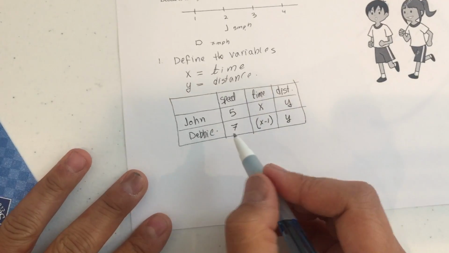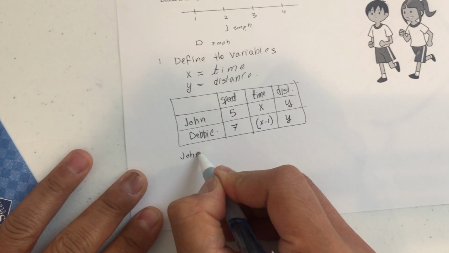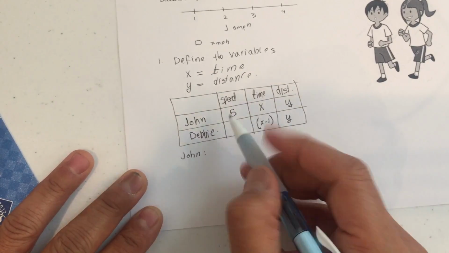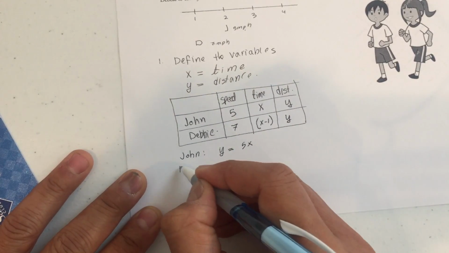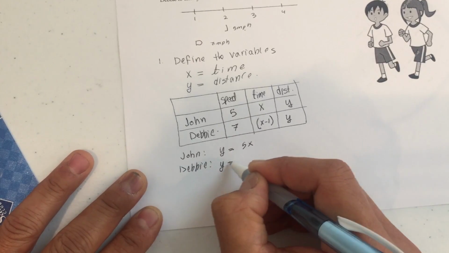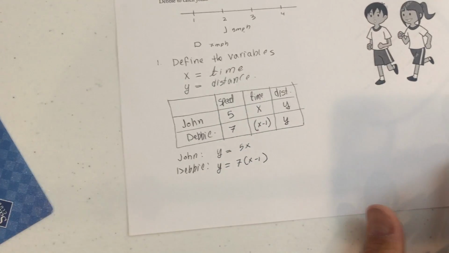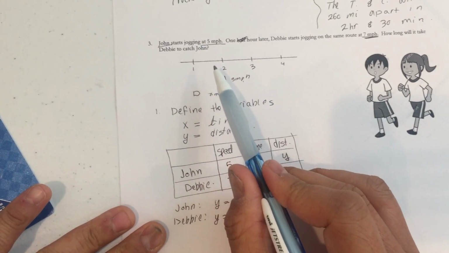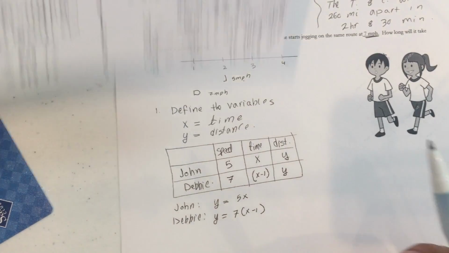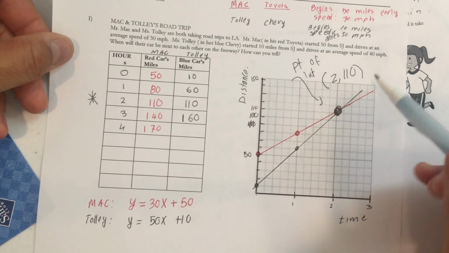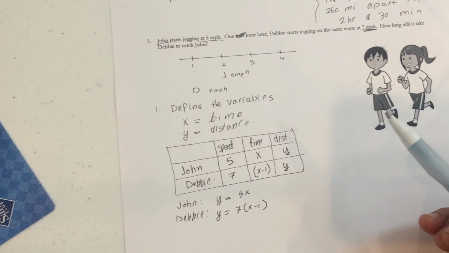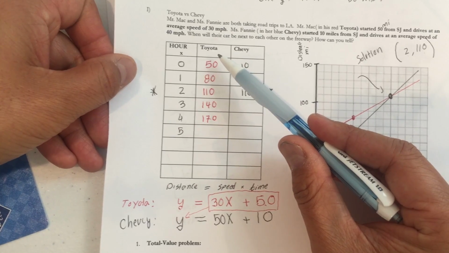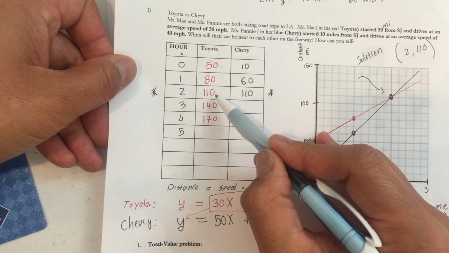Using the table, we can now set up an equation that represents John's distance and Debbie's distance. Distance is speed times time. So John is y equals 5x. Debbie is y equals 7 times x minus 1. How long will it take for Debbie to catch up to John? This question is very similar to the question that we started with: how long will it take for the Chevy to catch up to the Toyota? So we want the two distances to be equal to each other, right?